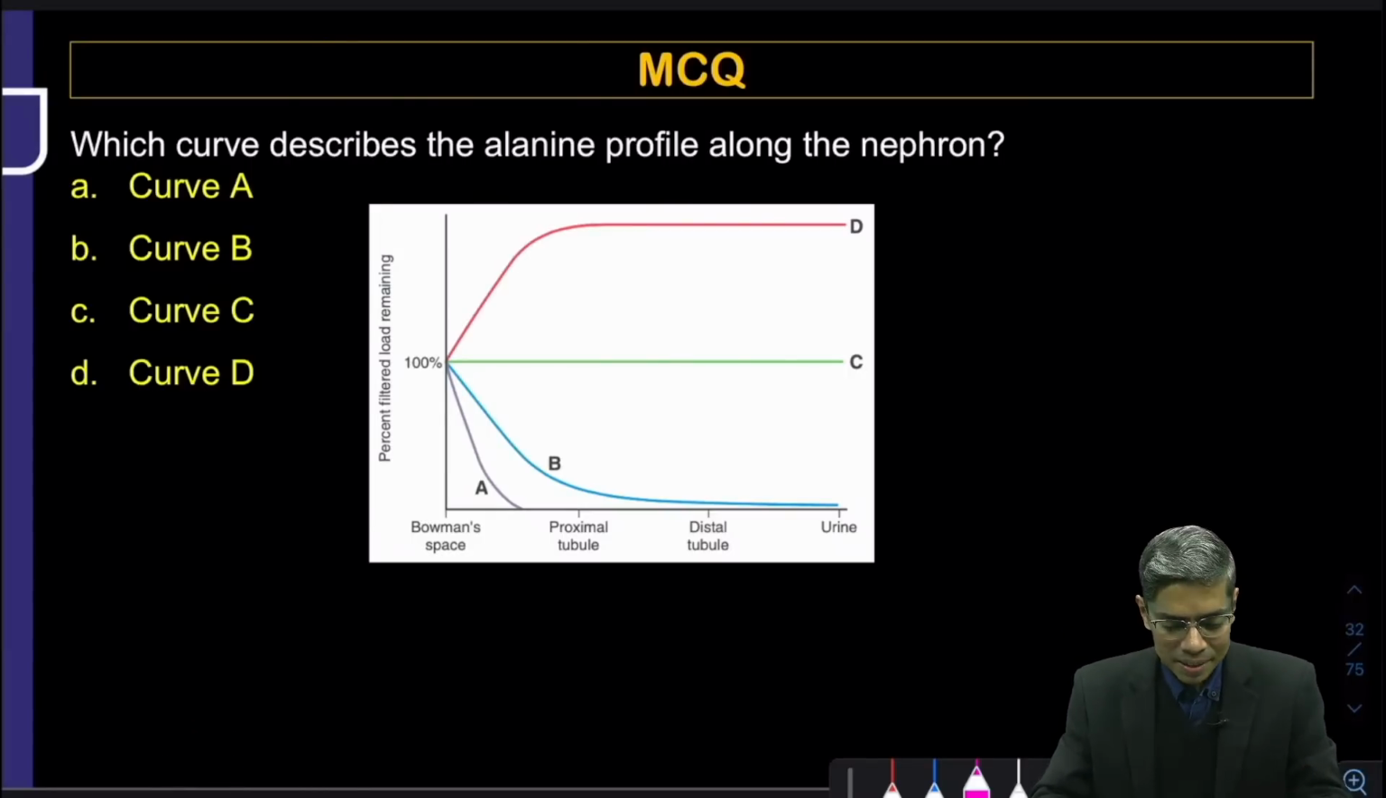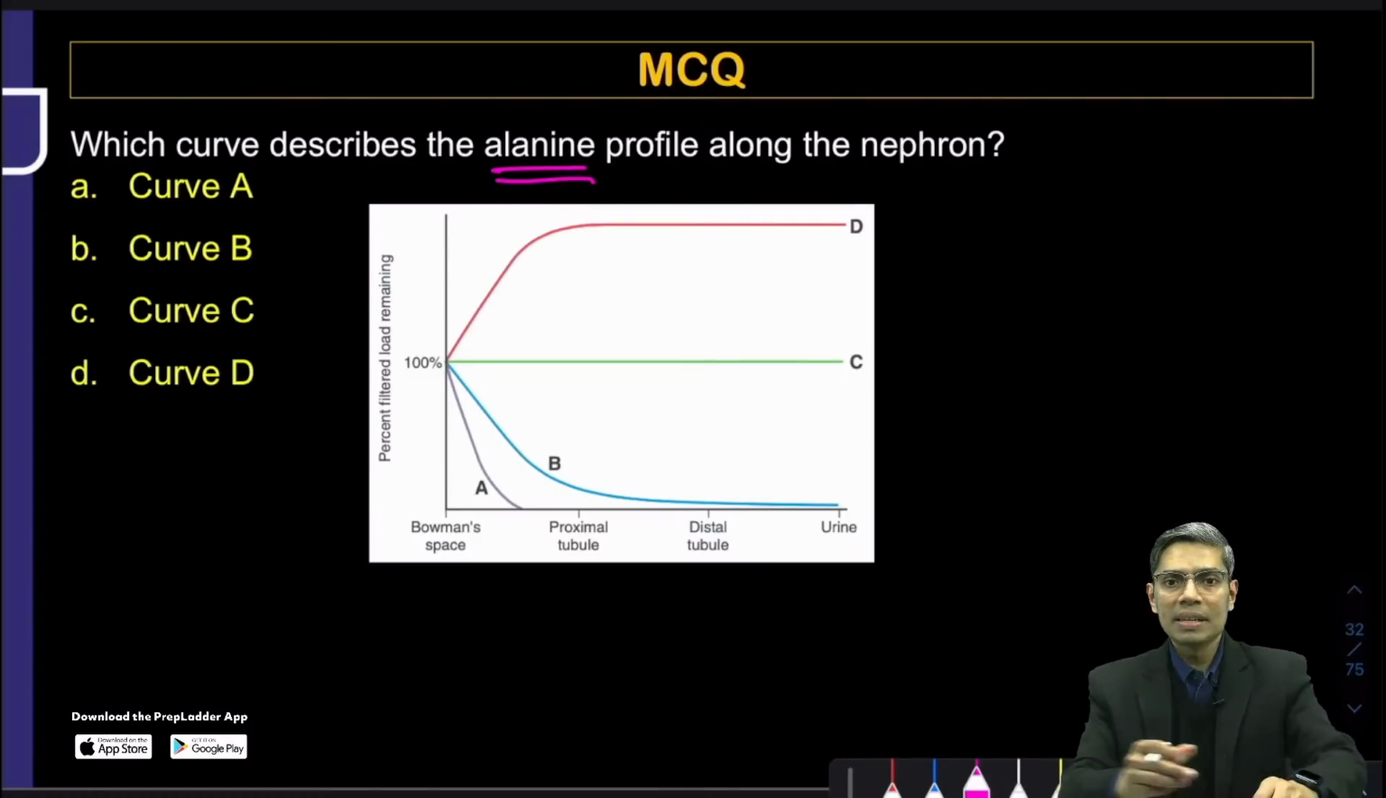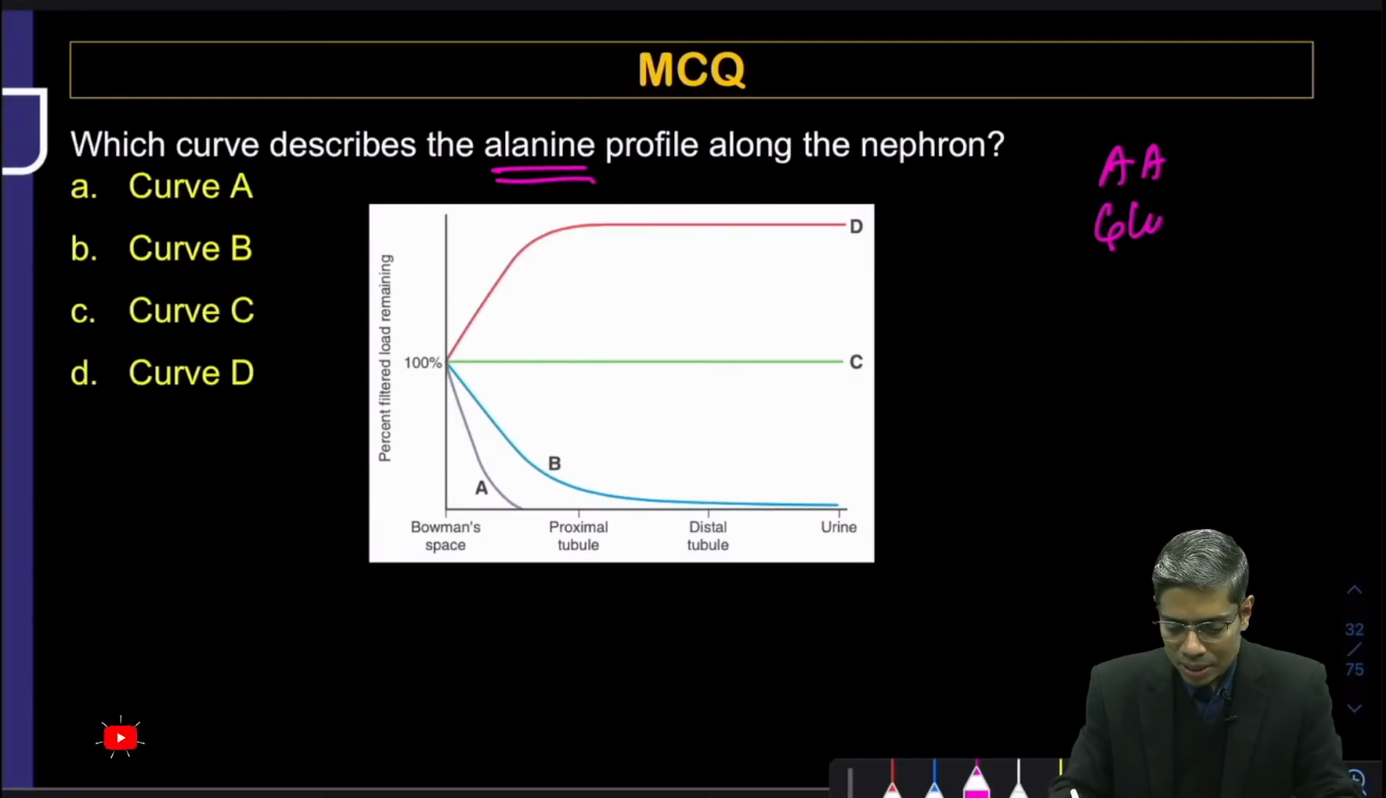Which curve describes the alanine profile along the nephron? Alanine profile along the nephron. So what is alanine? It's an amino acid. What we know is that amino acids and glucose have a similar kind of property.